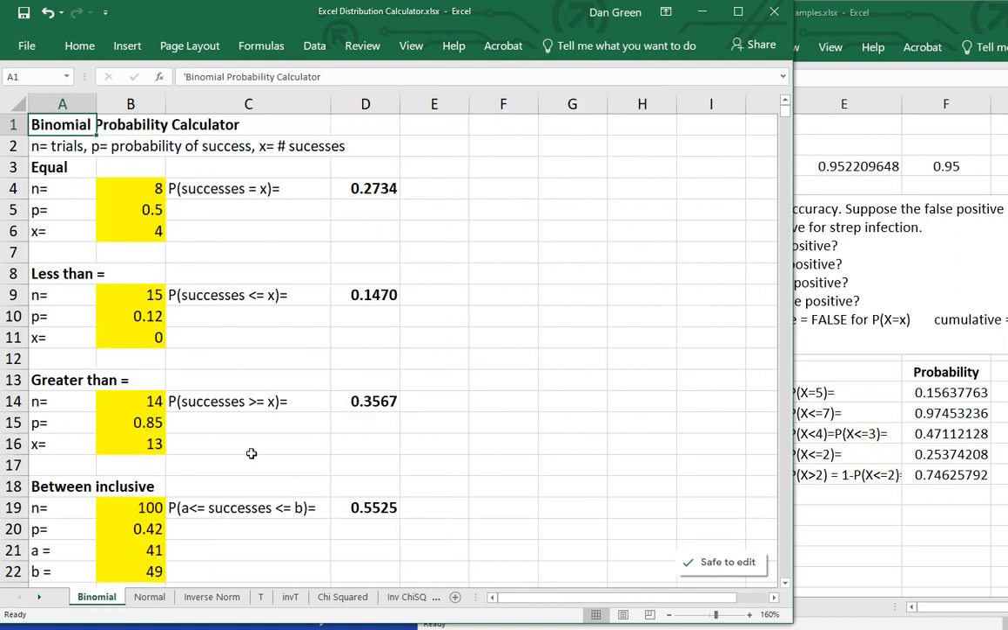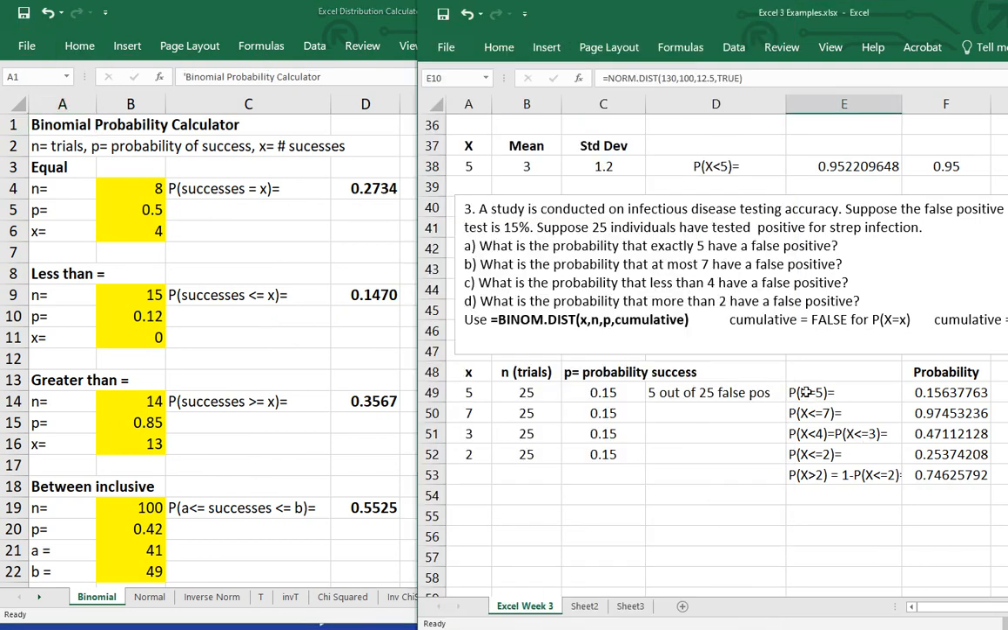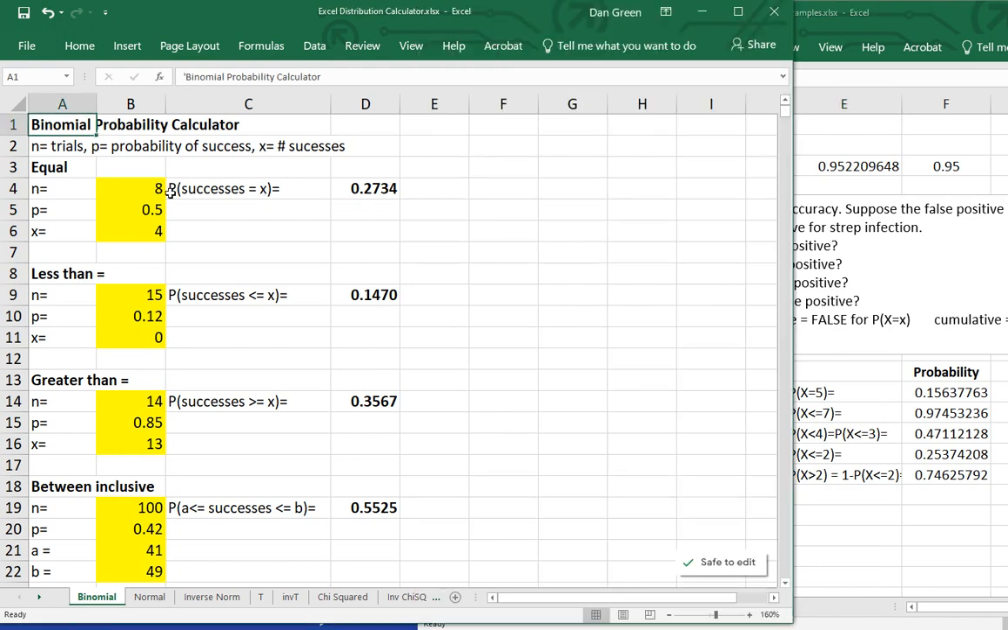So click on the binomial tab here. We need to input total trials, p, and then the x value we're looking at. This is success equal to x, less than or equal, greater than or equal, and then a between. So here x equals 5. We had n is 25, p is 0.15. So we put our 25 in here, 0.15 for p, and our x was 5. Bingo, 0.1564. Look here, .15637. That's .1564 rounded. So this can really save you a lot of time.